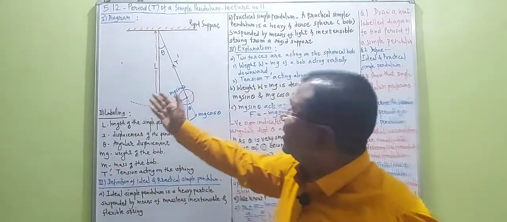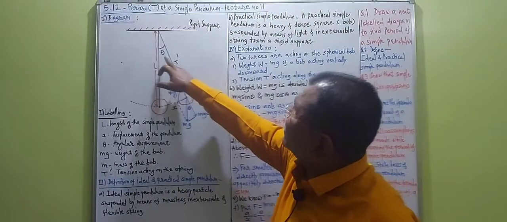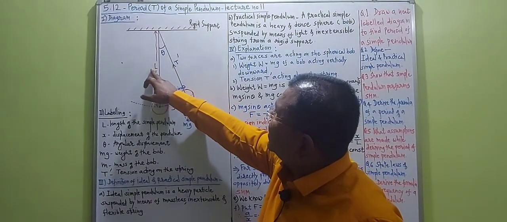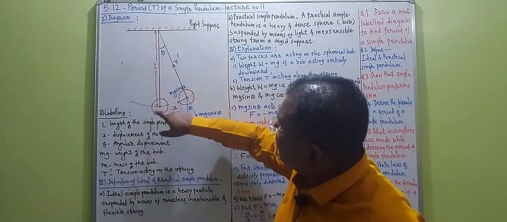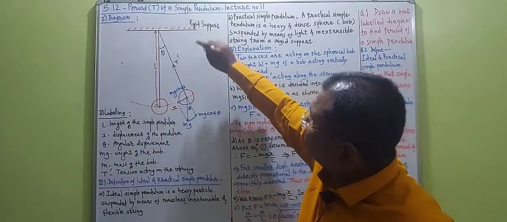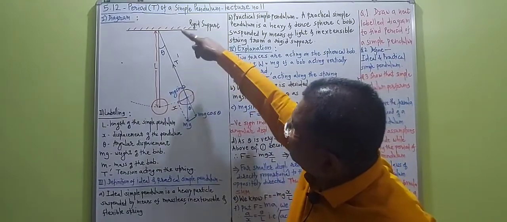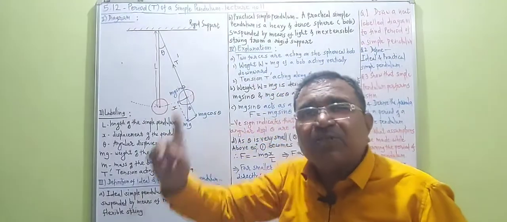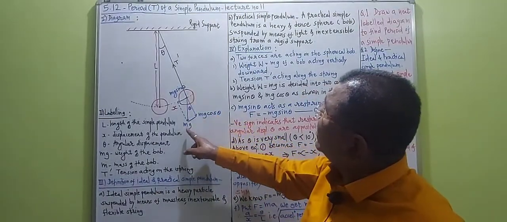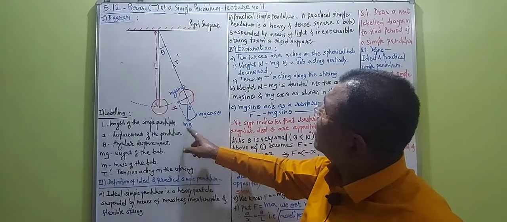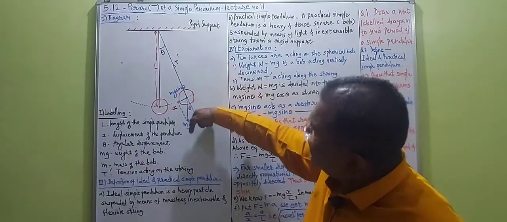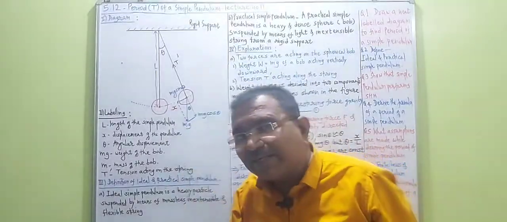Okay, we want to derive the period of a simple pendulum, so let us see a diagram. In this diagram, theta is the angular displacement. Capital L is the length of the pendulum from the center of gravity up to the point of suspension at the rigid support. T dash is the tension acting on the string. Mg acts vertically downward, and this Mg is called the weight of the bob.